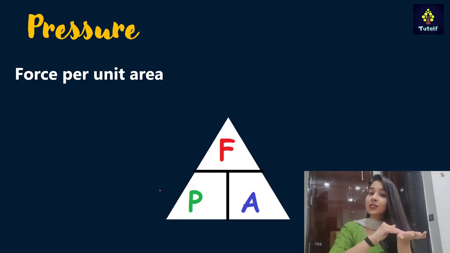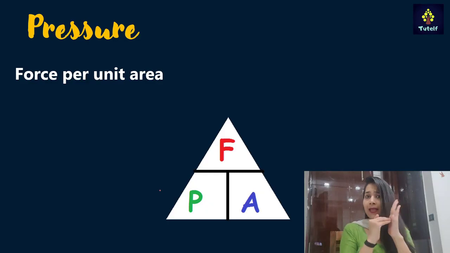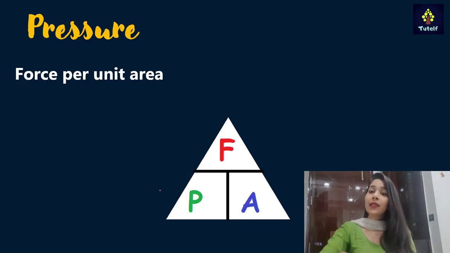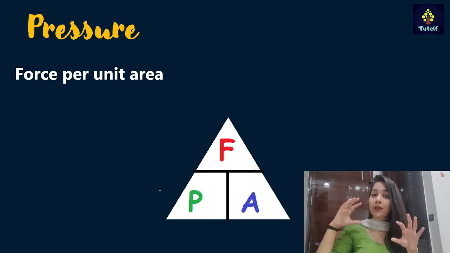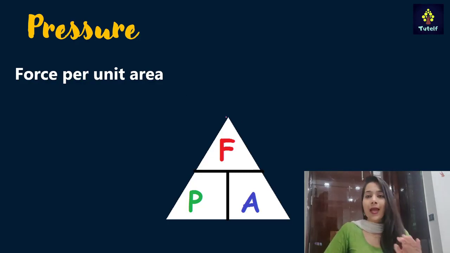But if the direction is not perpendicular, but any way except perpendicular, then the force which is applied on an area is known as pressure. Now there is a trick for remembering the formula for pressure. Let's do that. We will make a triangle.